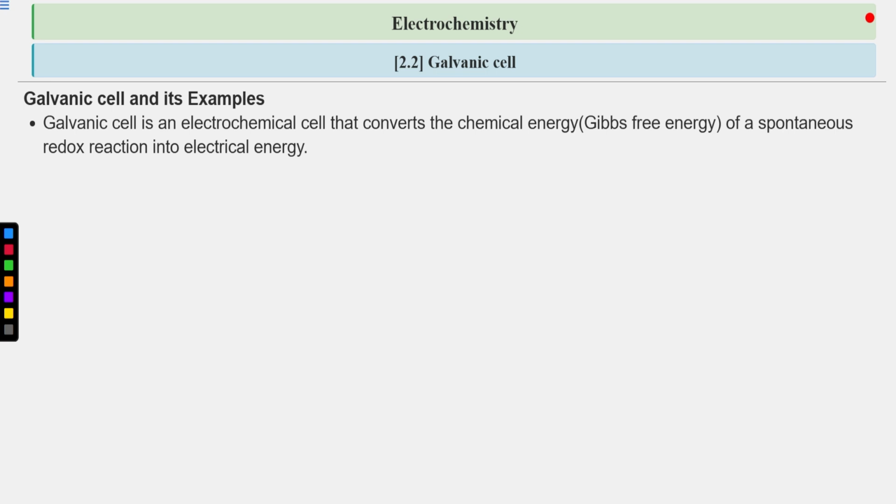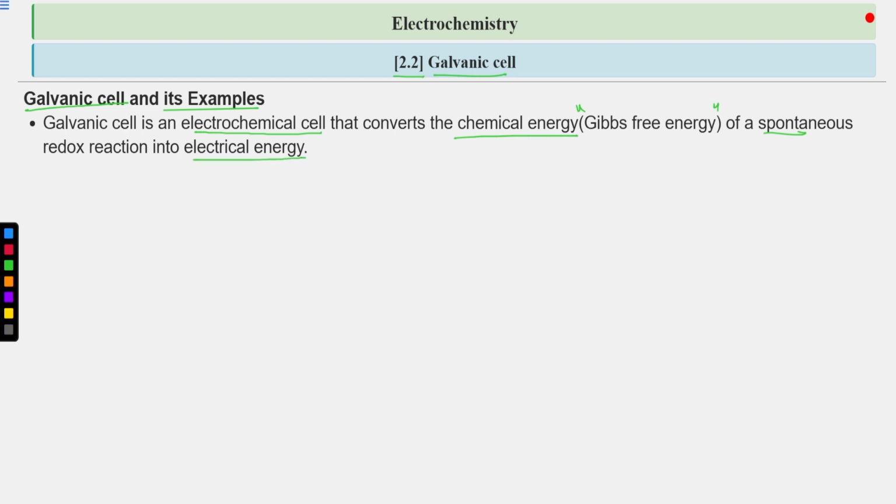Now let's move to our next topic, which is marked as 2.2, galvanic cell, in our NCERT textbook of electrochemistry chapter. Under this topic, first of all, let's see what a galvanic cell is and what its examples are. A galvanic cell is an electrochemical cell that converts the chemical energy or Gibbs free energy of a spontaneous redox reaction into electrical energy.